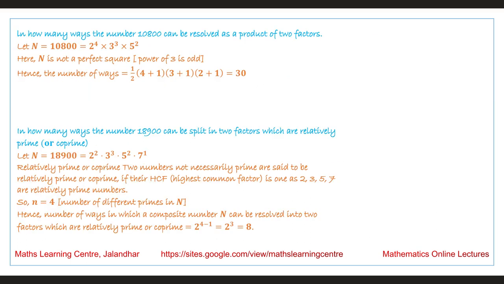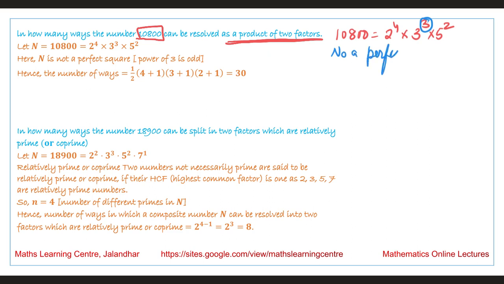Next is, in how many ways the number 10800 can be resolved as a product of two factors. If we write the prime factorization of this number 10800, it is 2 raised to the power 4 into 3 raised to the power 3 into 5 raised to the power 2. Clearly this power is odd. It means this number is not a perfect square.